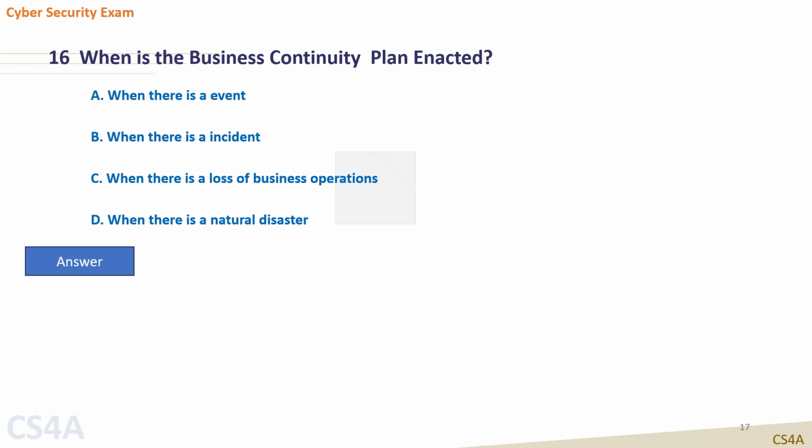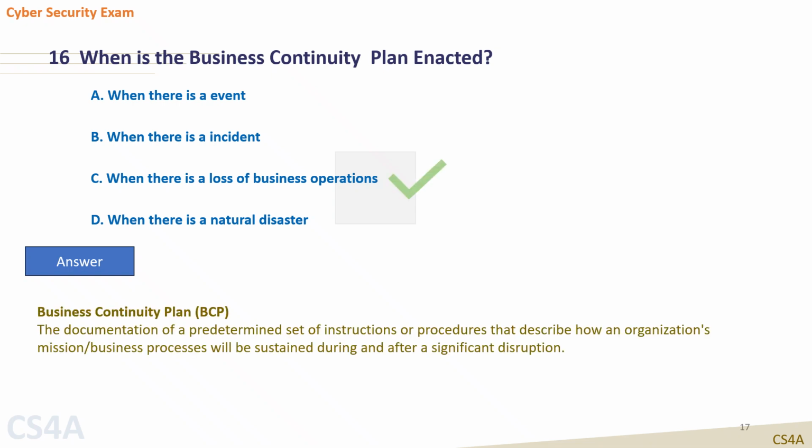Here the question is when is the business continuity plan enacted? Okay, the options are: when there is an event, no. At the event we won't do BCP. When there is an incident, no. When there is a loss of business operations, this is the correct answer. When there is a natural disaster, at that time also we won't do the BCP. We enact BCP when there is a loss of business operation or a disruption in the business operation. So option C is the correct one.